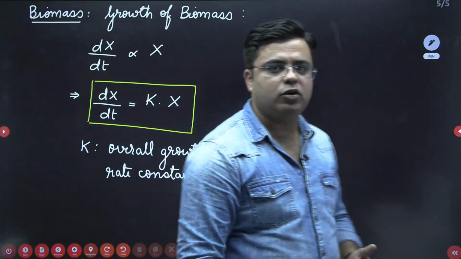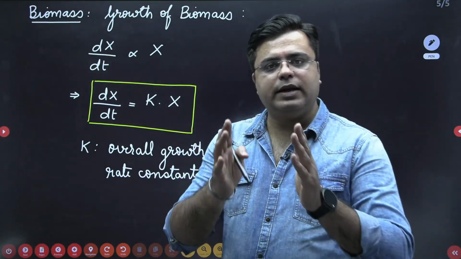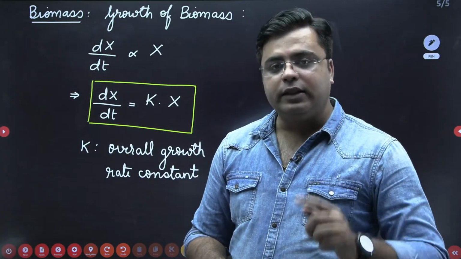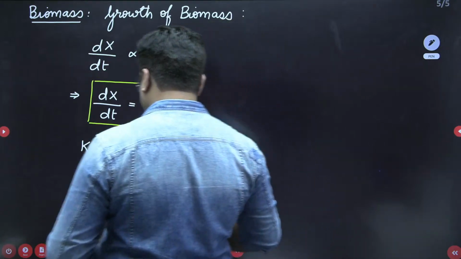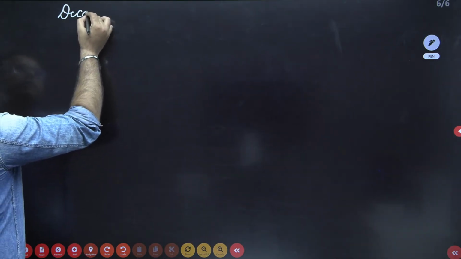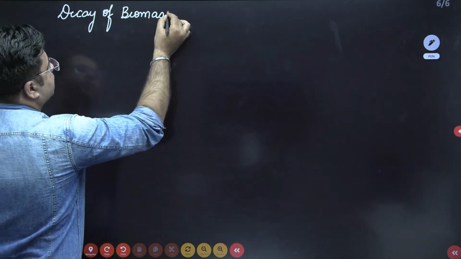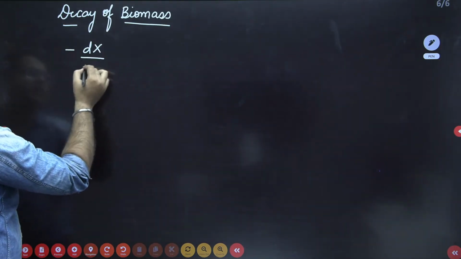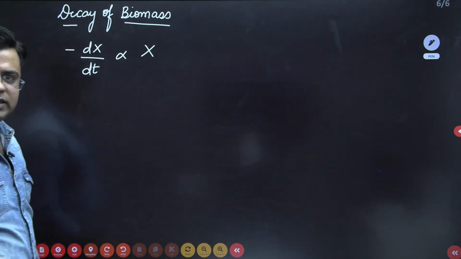Up till which point will this growth happen? This growth will happen in the lag phase, in the log phase, and at some part of the stationary phase. When the deficiency of food starts, then decay of biomass also starts happening. So next is how the decay of biomass happens. Second one is decay of biomass. Again, the decay of biomass, minus dX by dt, is directly proportional to the amount of biomass present in the system.